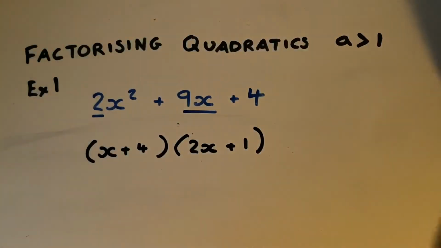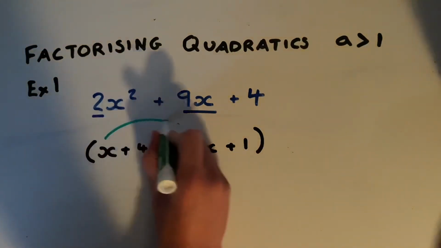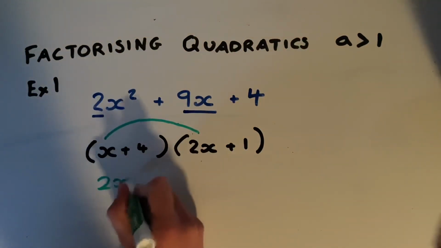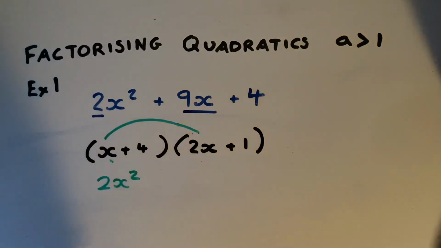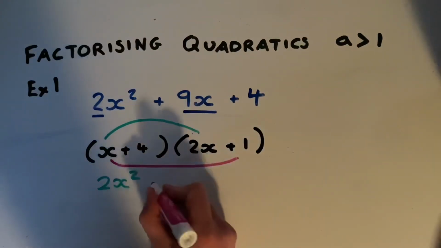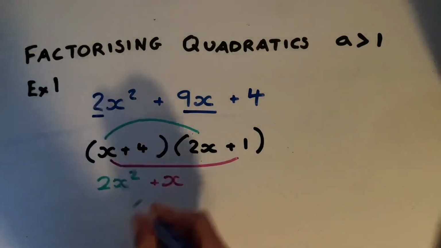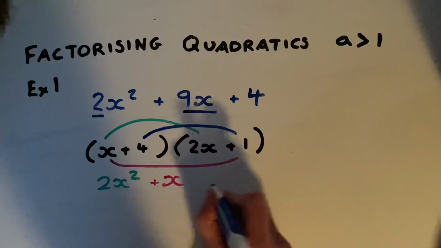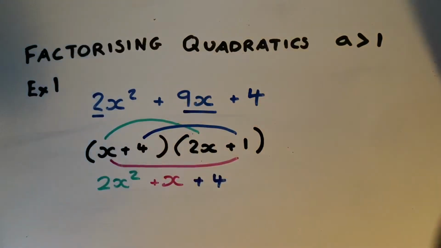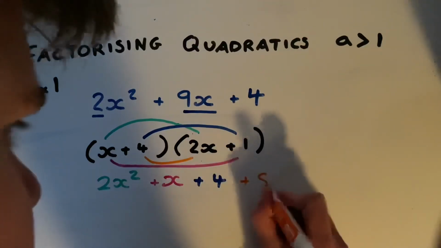Okay, class, now I've cleared the board. Let's expand these brackets out. We can use FOIL, or some of you prefer the smiley face, but that'll give us 2x squared. And swap colour, keep it nice and clear. That'll give us plus x. Let's have a new colour. That'll give us plus 4. And last but not least, that will give us plus 8x.